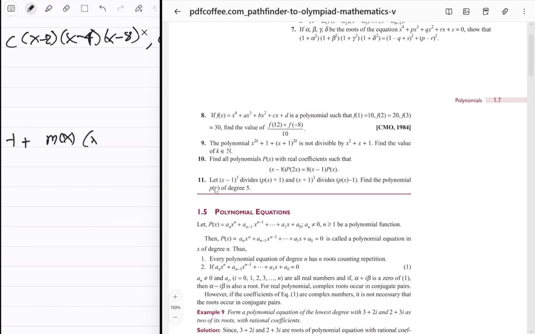That times (x minus 1) cubed, right? Okay, and p is of degree 5, so m is a quadratic polynomial, understandable. And u of x minus 1 now.